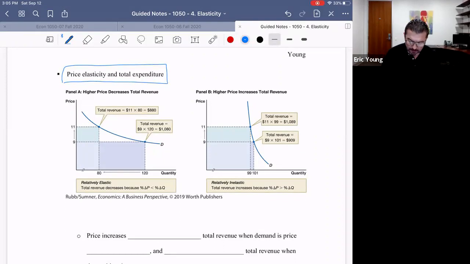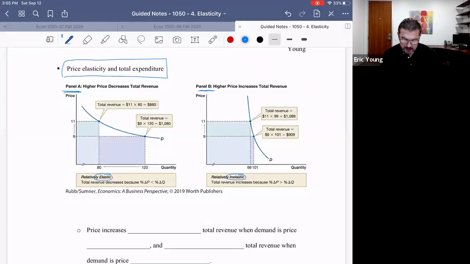Let's take a look at panel A. Let's contrast it with panel B. Let's note, first of all, that here in panel A, this demand curve that you see is flatter, so this is a relatively elastic demand curve. And over here in panel B, steeper, this is going to be a relatively inelastic demand curve. Let's go back to our question from the first video and apply it now with this example. Look at panel A.